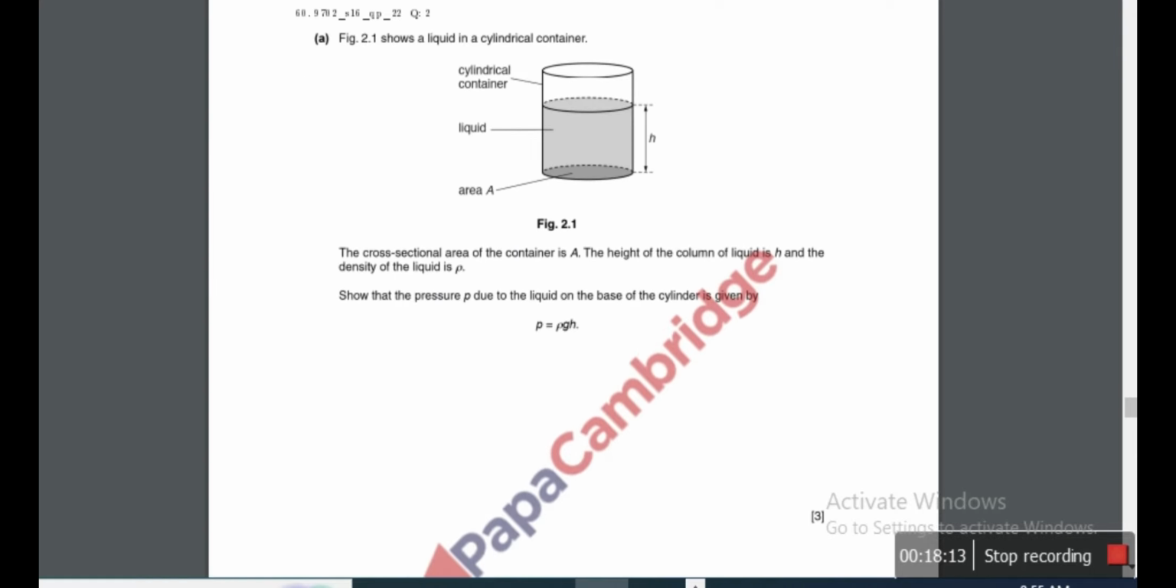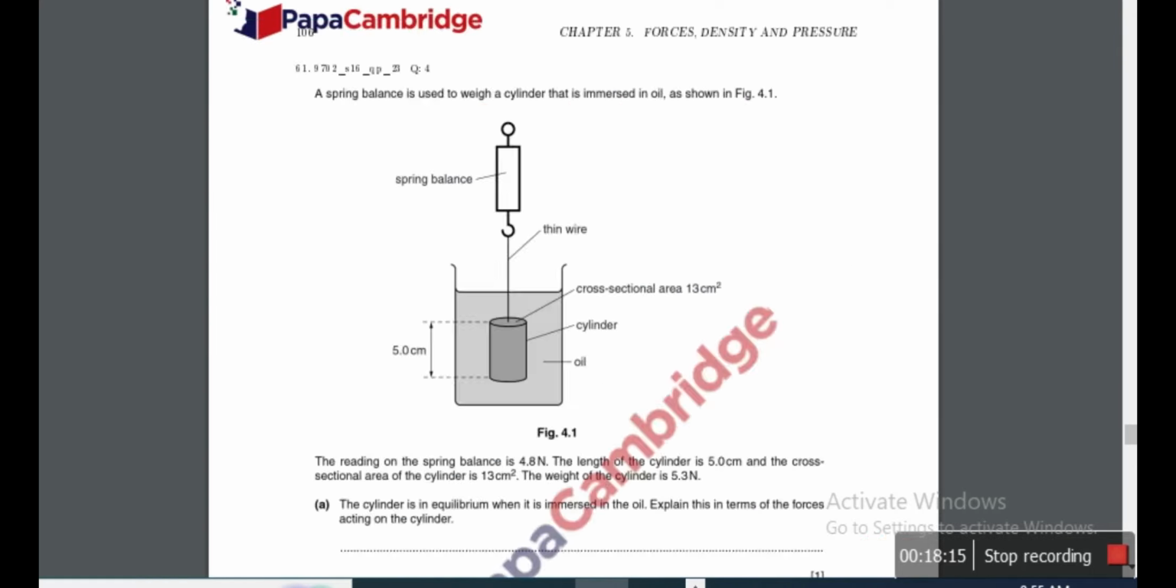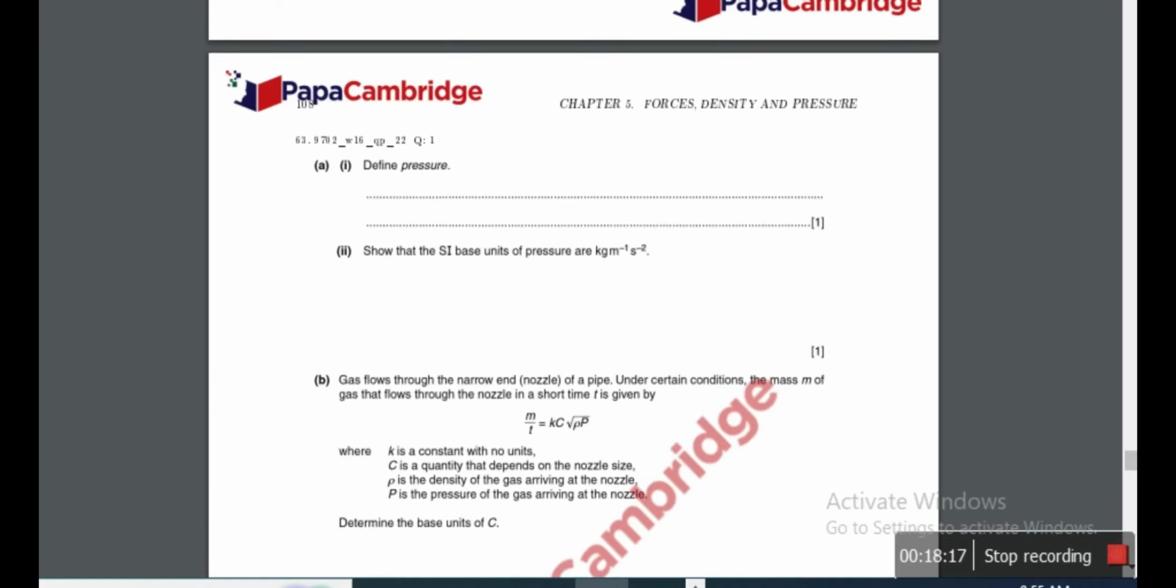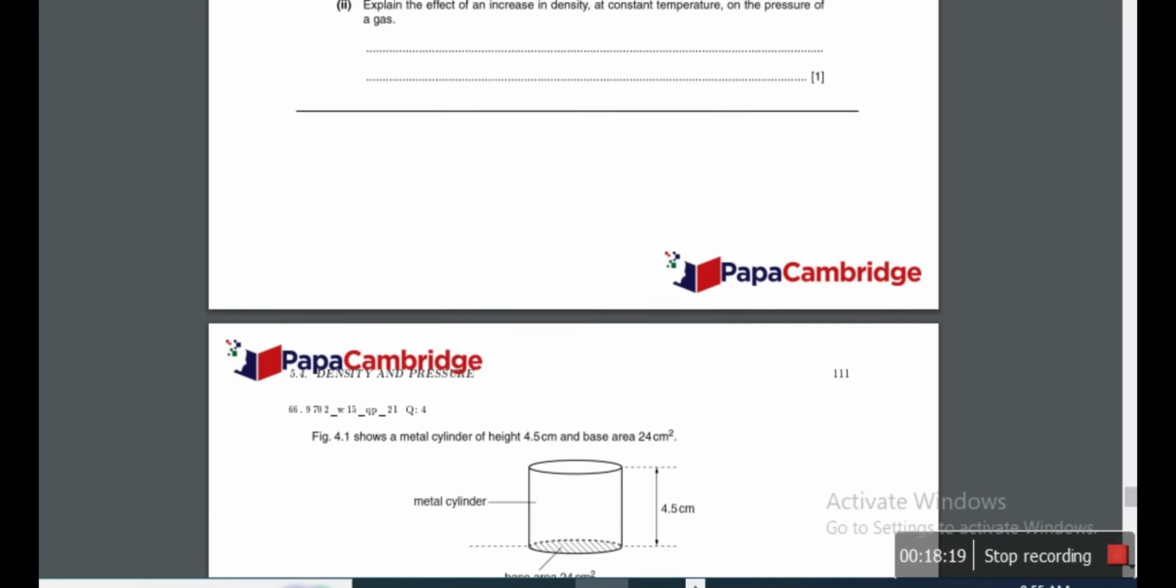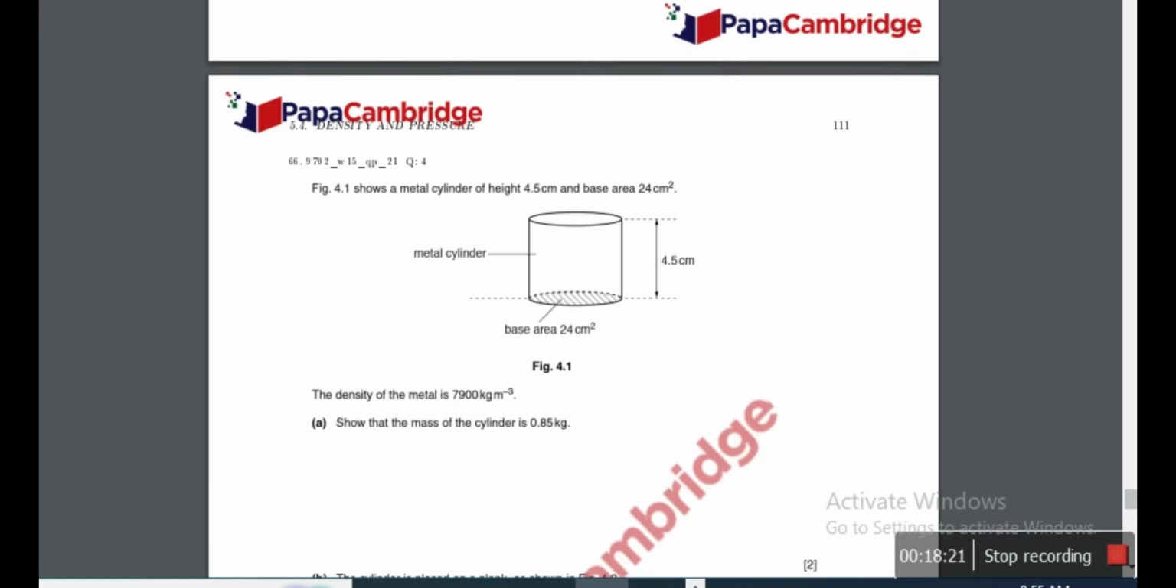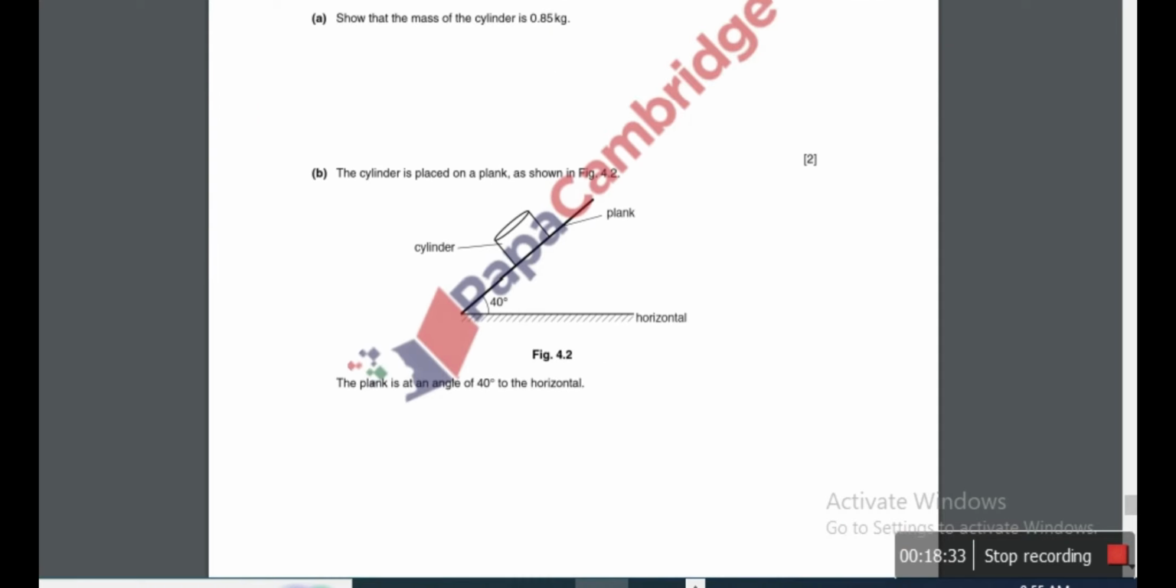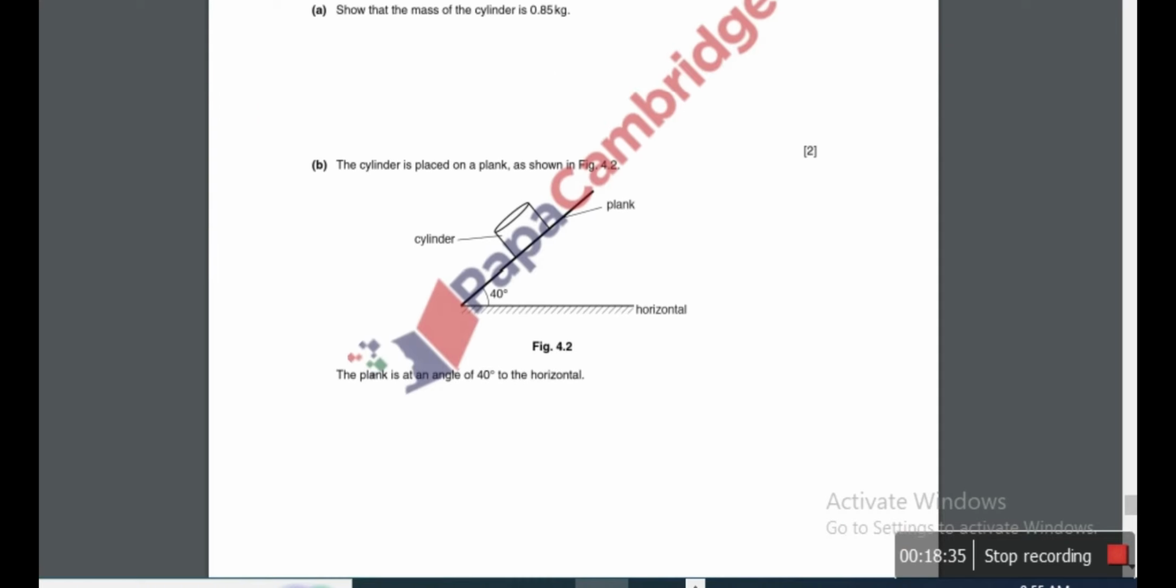Then I think this is the one we did earlier. There should be another question. Let me see. I will put this on the Jamboard. Okay, look at this other one. Show that the mass, it shows the metal cylinder of height, the density of the liquid is this, or the density of the metal is this. Show that the mass of this, of course you could just use density, mass over volume, isn't it? And then it says, the cylinder is placed in a blank as shown.